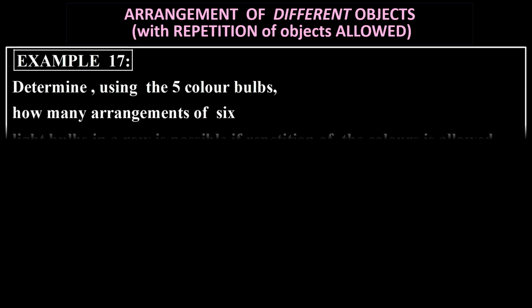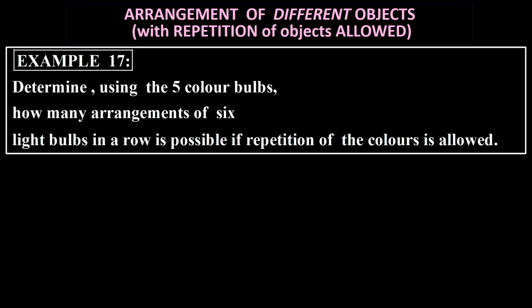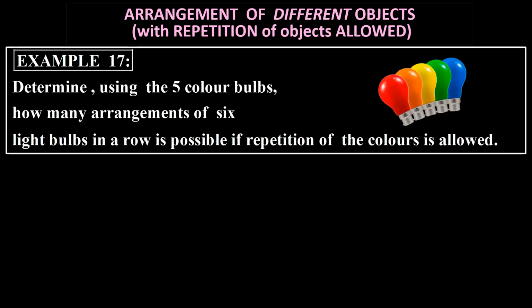Now let's give you an example. Determine, using the 5 color bulbs, how many arrangements of 6 light bulbs in a row are possible. A repetition of colors is allowed. There are 5 bulbs, and we want to have a row of 6 bulbs. So again, this is an example for you to try. Pause the video, and 1 minute should be more than enough. Then we come back and you start again. So let's pause.